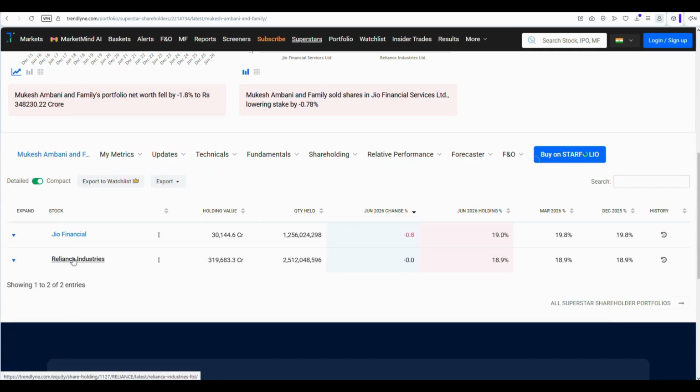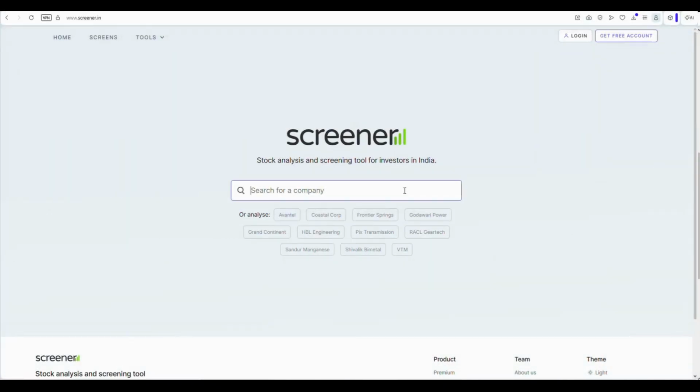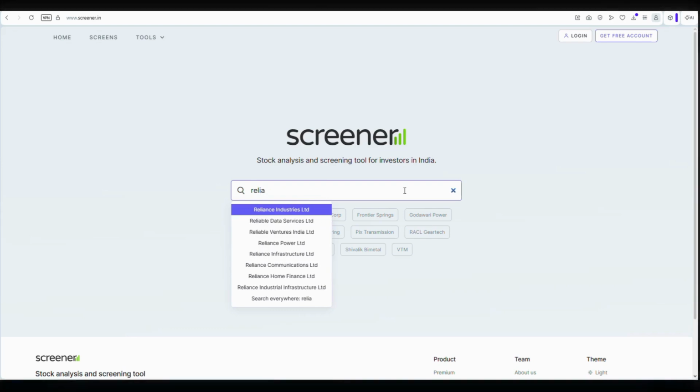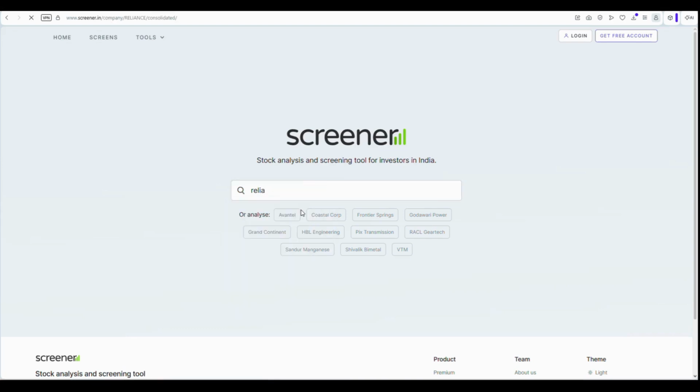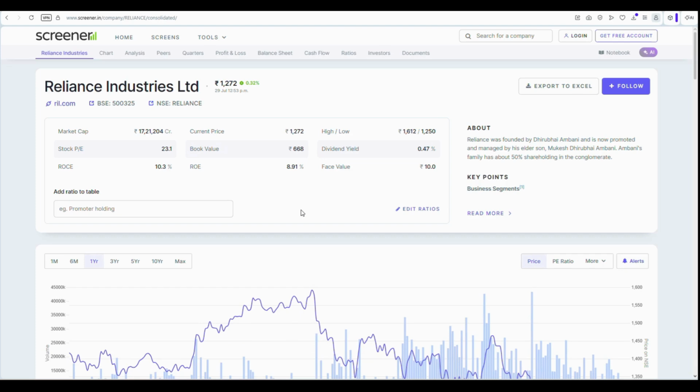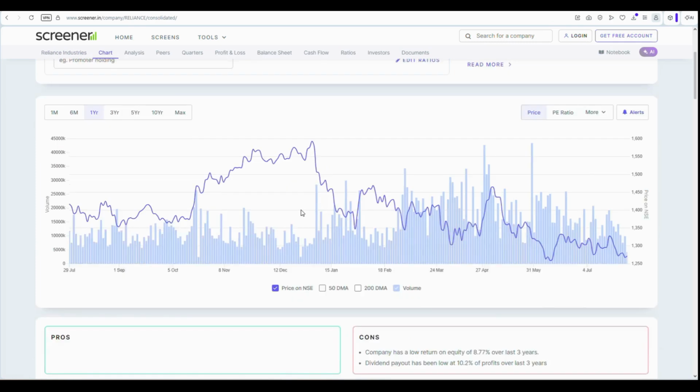Let's say one company appears in several expert portfolios. The next step is researching the business. For that, I like using Screener. Here you can quickly see the company's revenue, profits, market value, financial ratios, and shareholding pattern. Instead of investing based on hype, you can look at real financial data.